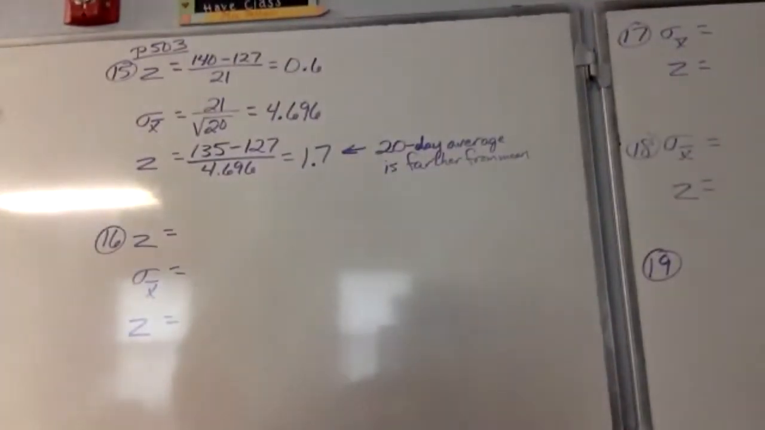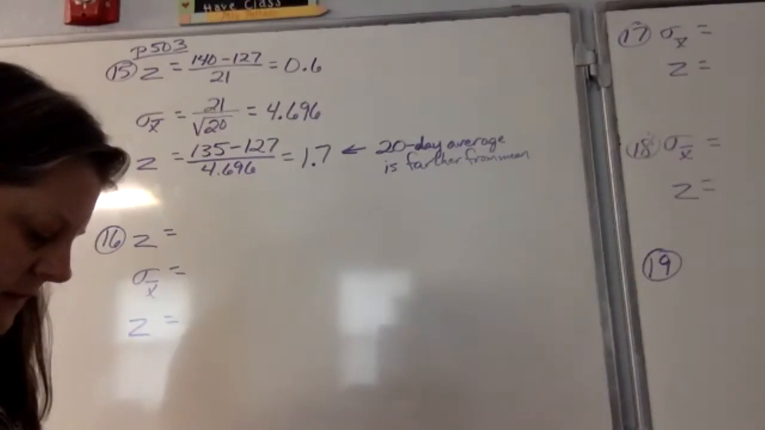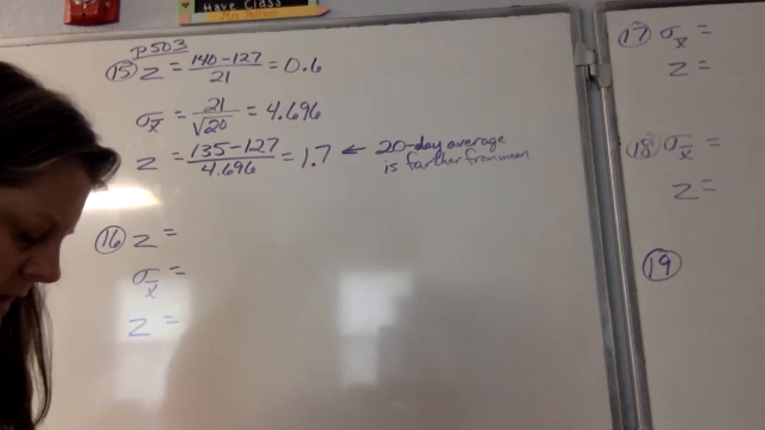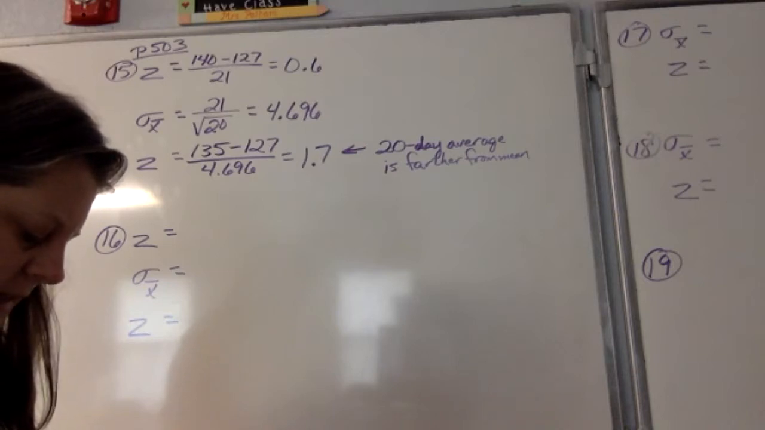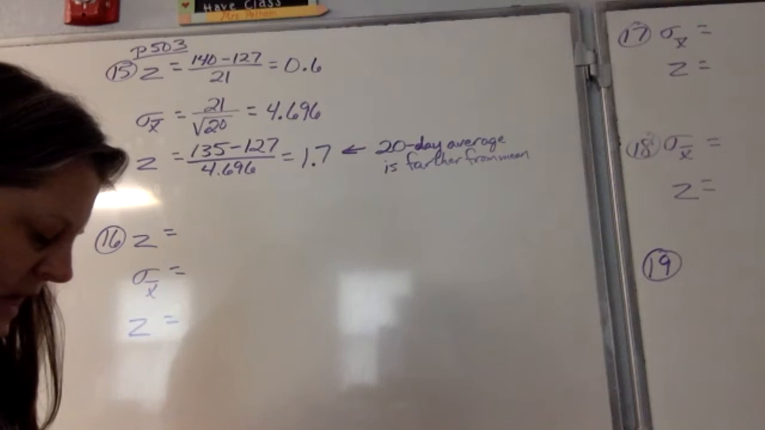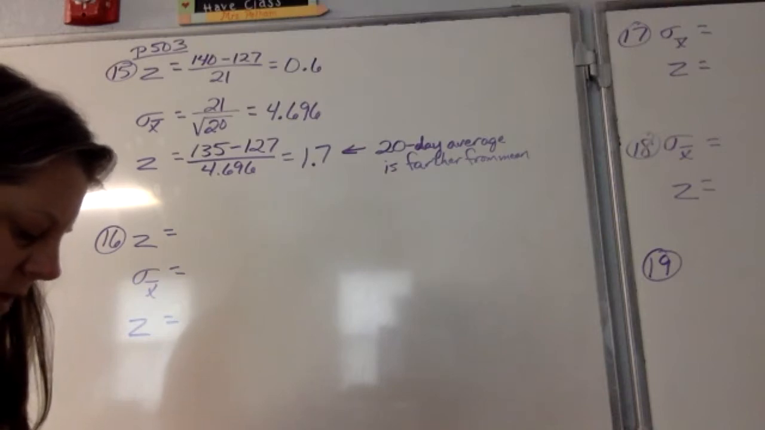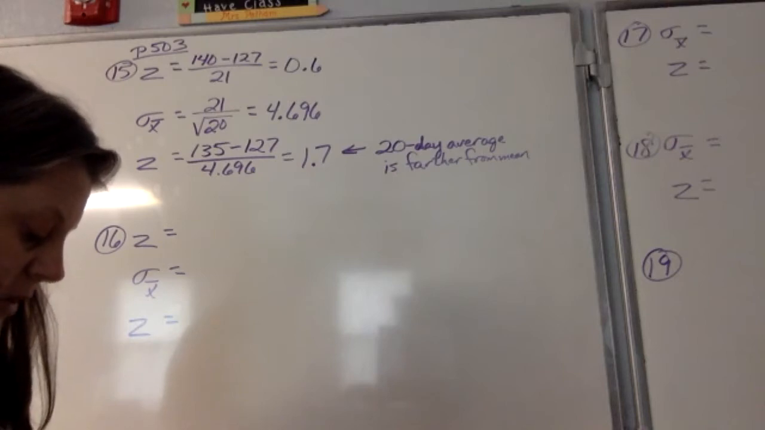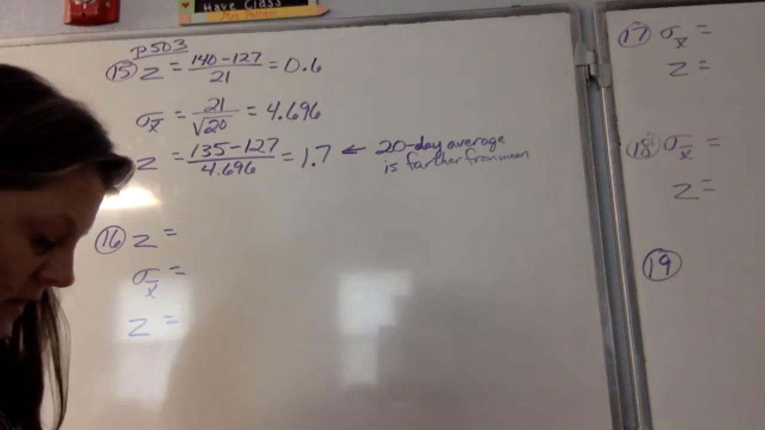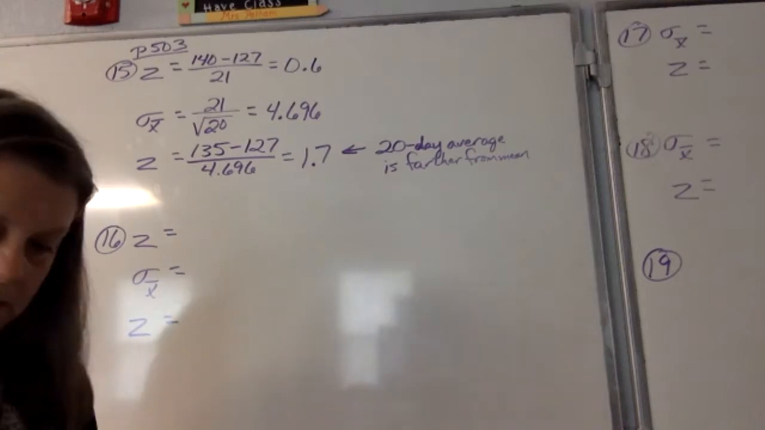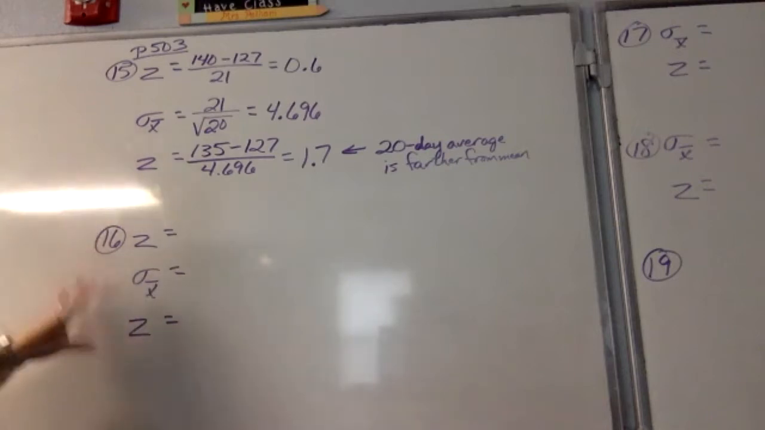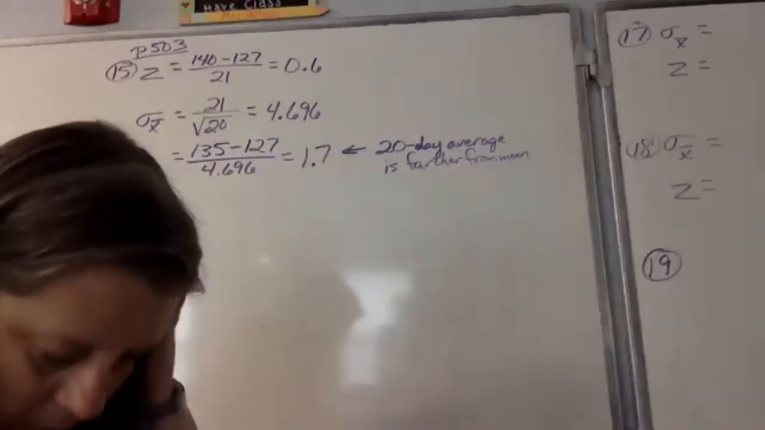Number 16 says, Paul runs a fitness center where he has noticed that his customers spend a mean of 41 minutes in the gym with a standard deviation of 13 minutes. Compare the z-scores of a single person spending 61 minutes with a 19-person sample spending an average of 37 minutes. Which value is farther from the mean? We're going to do the same thing that we did here. We've got our 3 different things. We do the single person's individual z-score first.